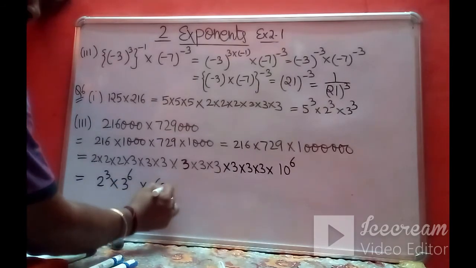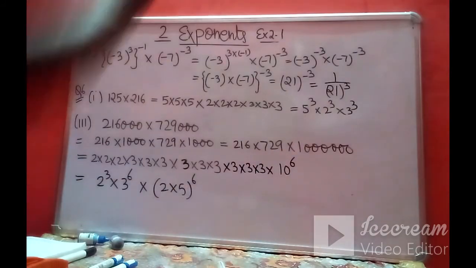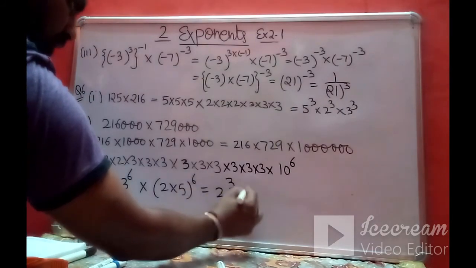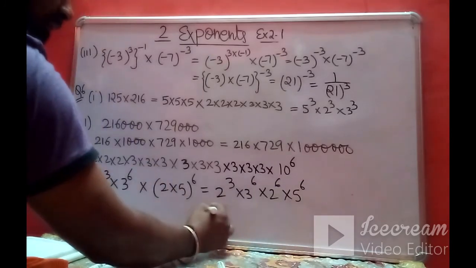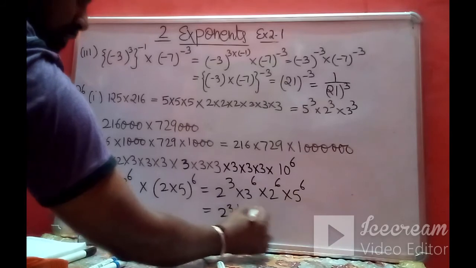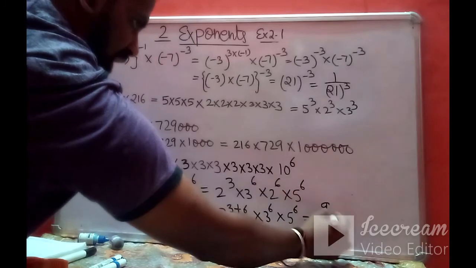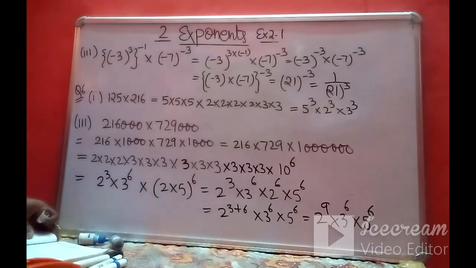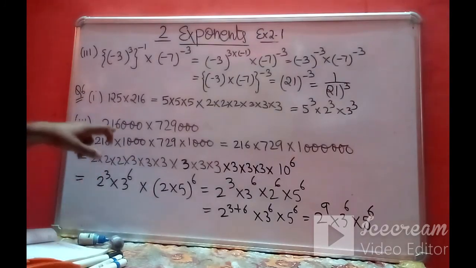Then 10 we can write as 2 into 5, to the power 6. So it becomes 2 to the power 3 into 3 to the power 6 into 2 to the power 6 into 5 to the power 6. Then we combine the powers of 2. So finally we got 2 to the power 9, 3 to the power 6 into 5 to the power 6. In this manner you can combine and solve whenever you have a large number of zeros.